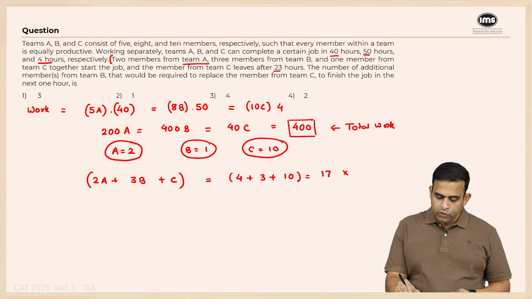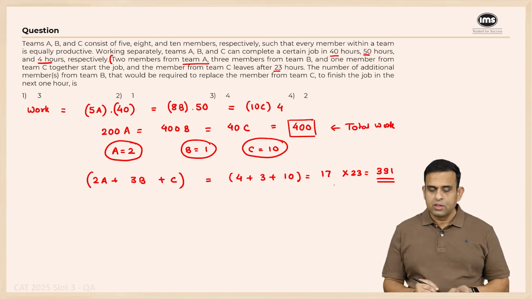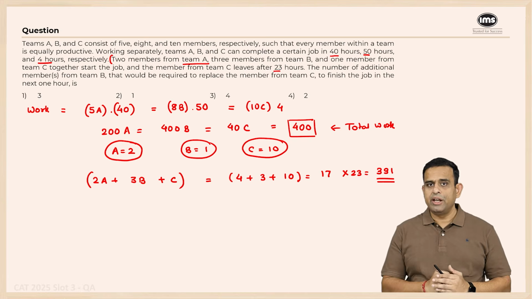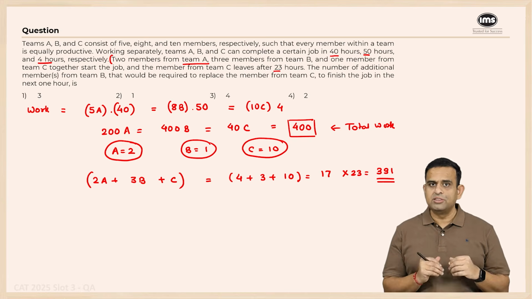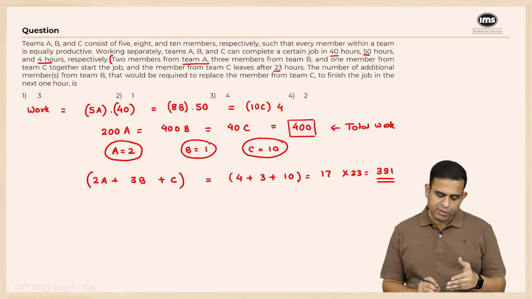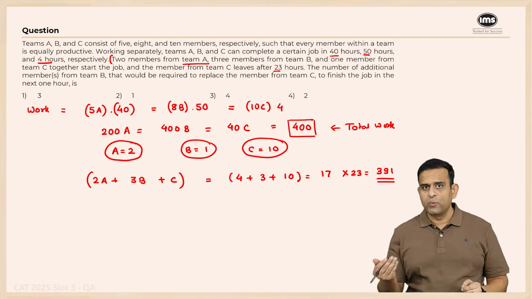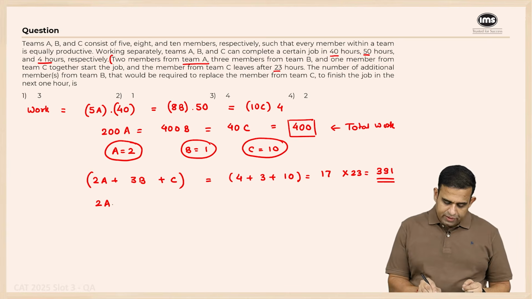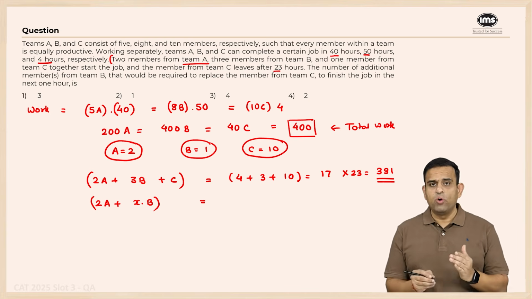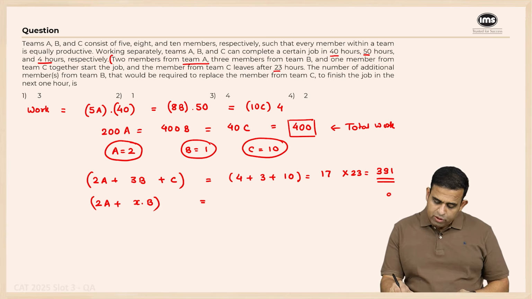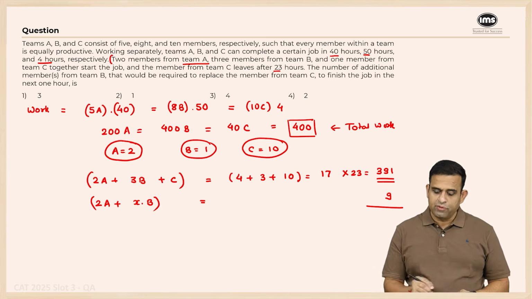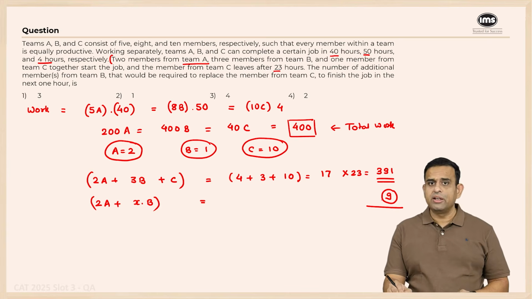So if they continue to work for 23 hours, this part will become equal to 391. 340 plus 51 becomes 391. And if you look now, after this, 1 member of team C has left, and they are supposed to do, let's say, another 1 hour. So the 2A plus, let's say, X number of B, they have to do the remaining task, 9. 400 minus 391 will be 9. So I want 9 units to be done in the next 1 hour.